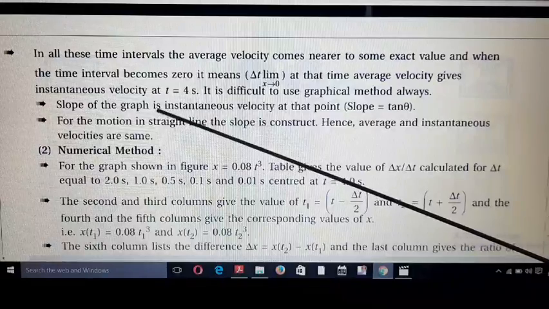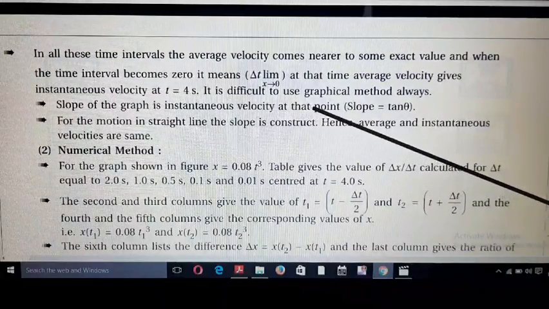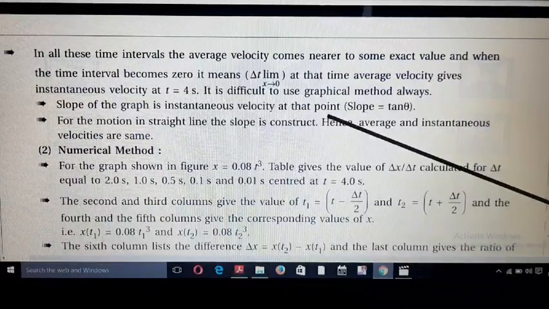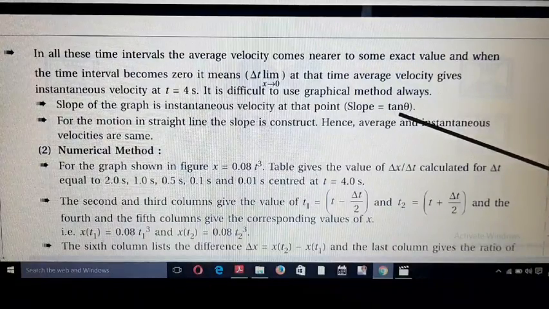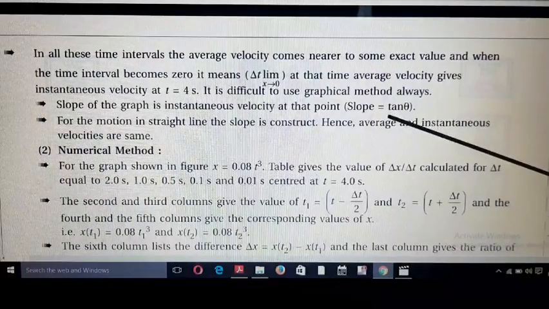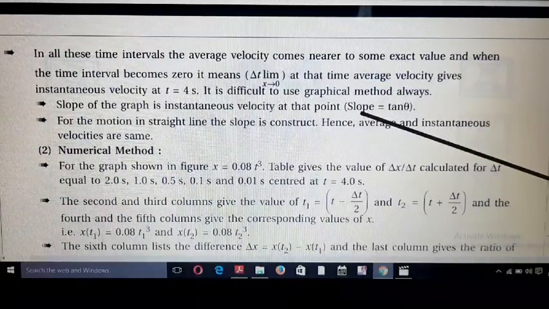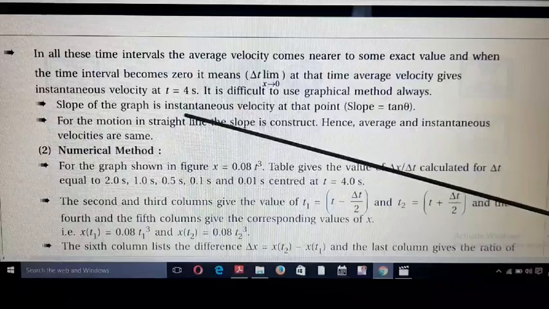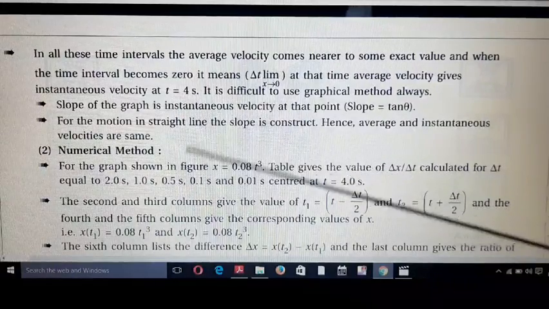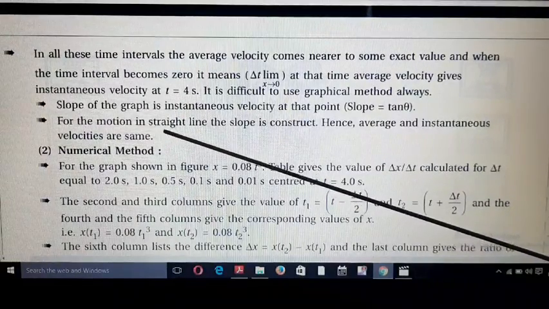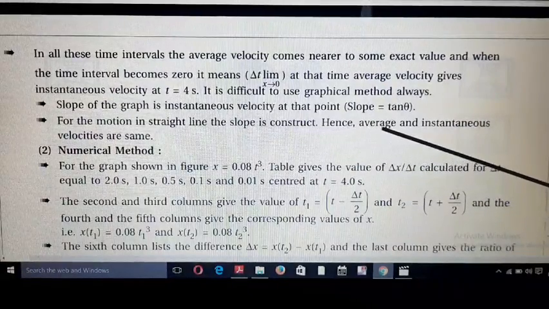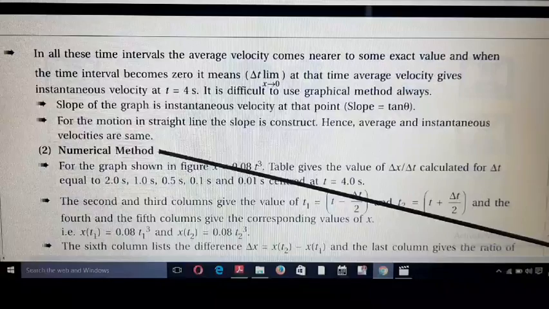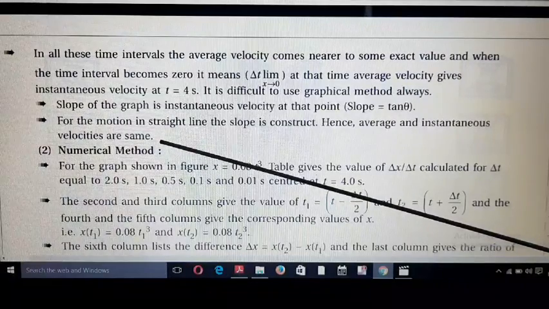The slope of the graph is the instantaneous velocity at the point. Slope is equal to tan theta, and with the help of the value of theta we can find the slope. The slope is the instantaneous velocity at that point. For motion in a straight line, the slope is constant. Hence the average and instantaneous velocity are the same.